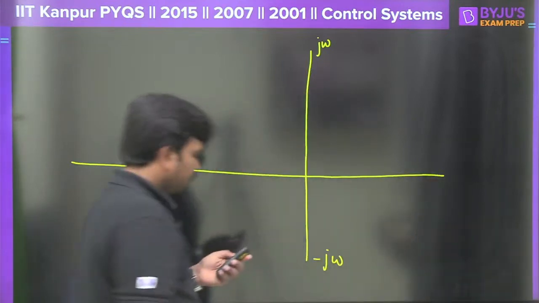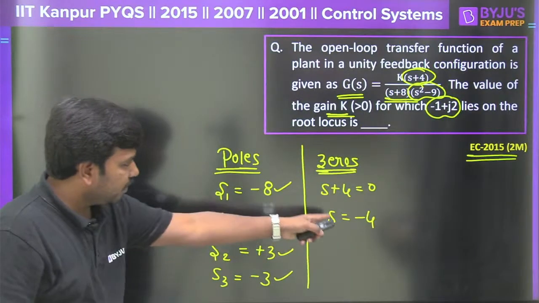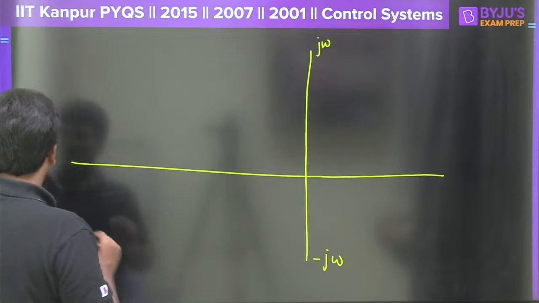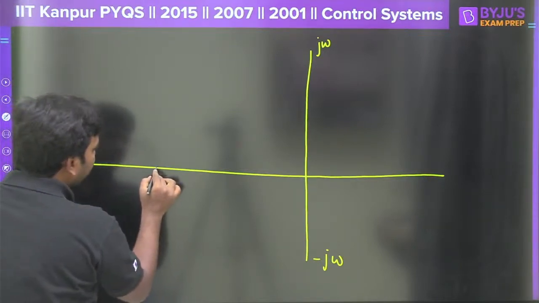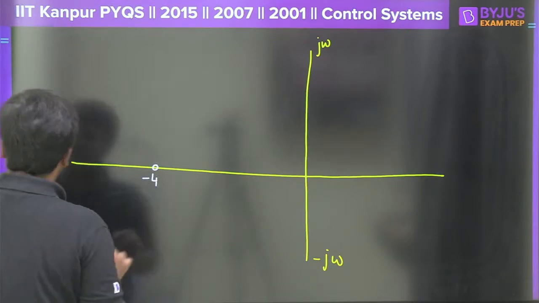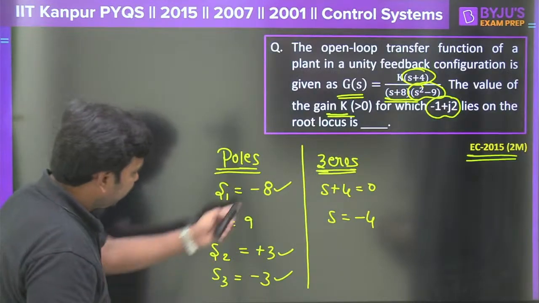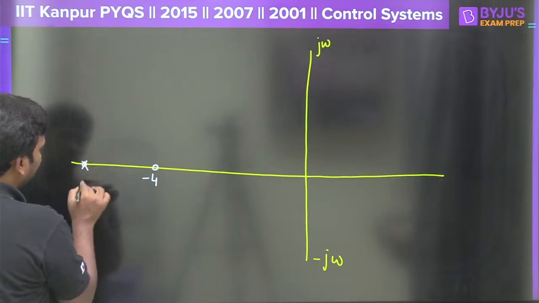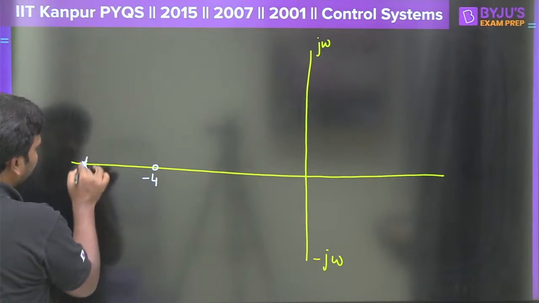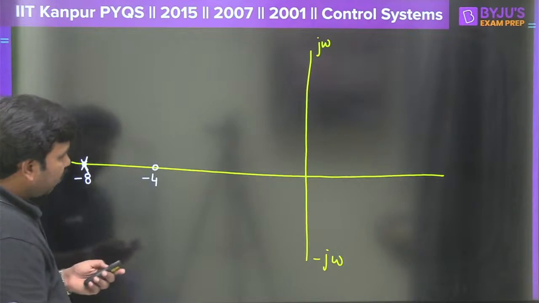Right. So first of all, where is the 0 here? So 0 is at minus 4. So that is one important thing. First let me take 0 here. 0 is at minus 4 here. Okay, fine. No problem. What are the poles here? One pole is at minus 8 here. So let us take this as pole minus 8 here. So this is pole, right? Minus 8. And what are the other poles here?